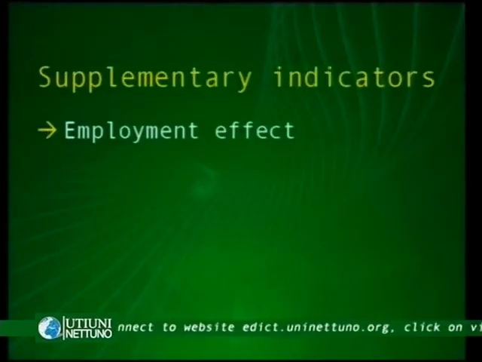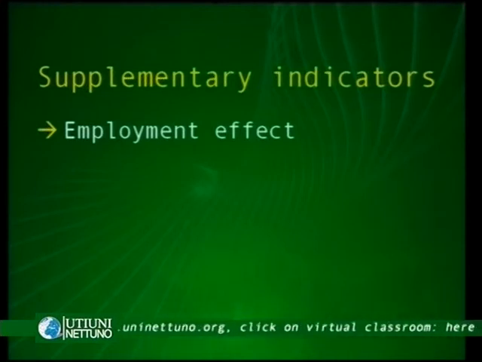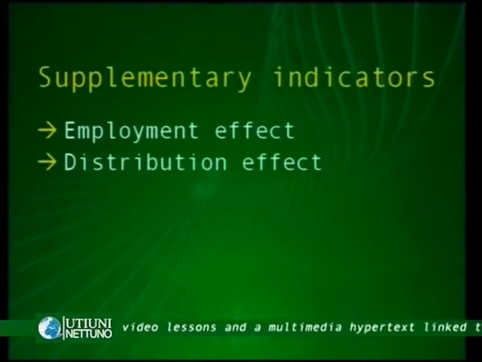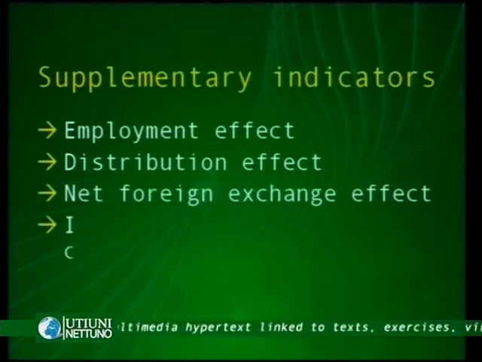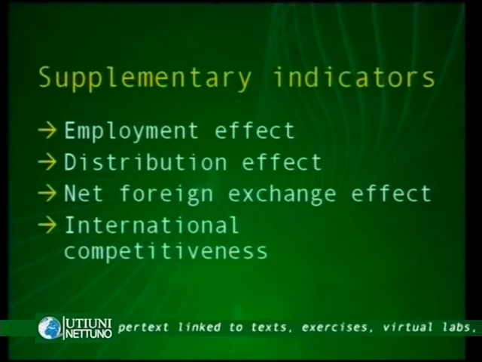Supplementary indicators reflect fundamental development objectives that the national government can have in a given policy, and so can be relevant for the final appraisal, evaluation, and decisions about an important project. The typical supplementary indicators that are considered in the economic analysis of a project are the following: the employment effect, the distribution effect, the net foreign exchange effect, and international competitiveness.